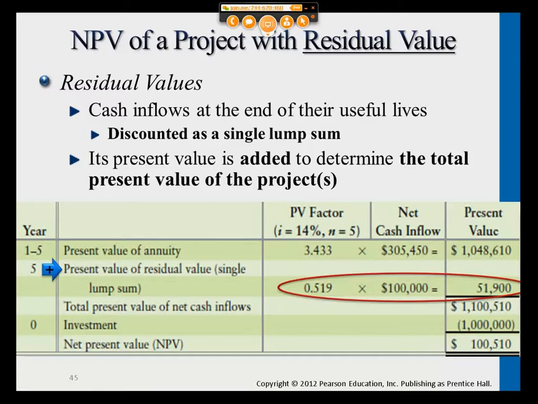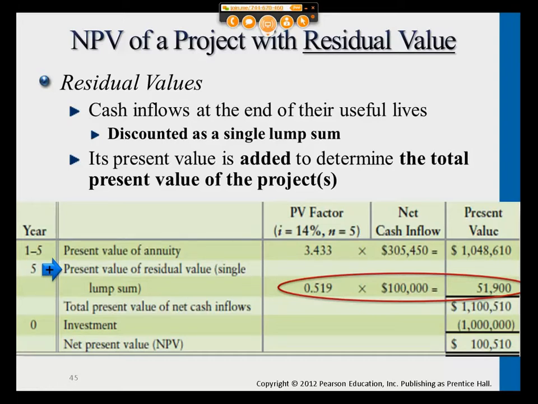Only if it tells you the residual value of this project, then you need to treat it in a certain way. You have to go get the PV factor and multiply it and then find your net present value. If the problem is asking you to find the total present value of net cash inflow or your net present value, and it's giving you the residual value, then you need to add it. If it's not saying anything about residual value, don't worry about it.